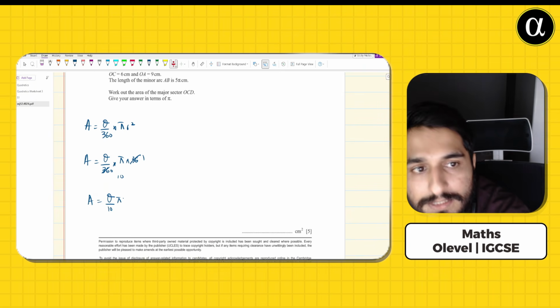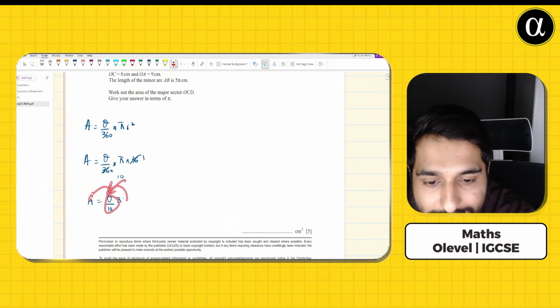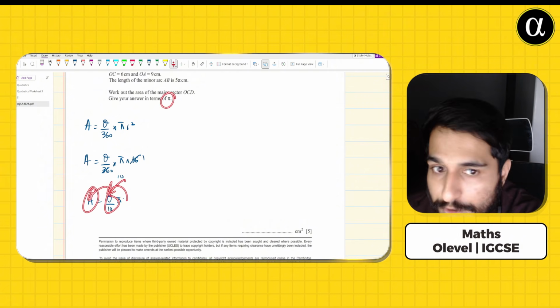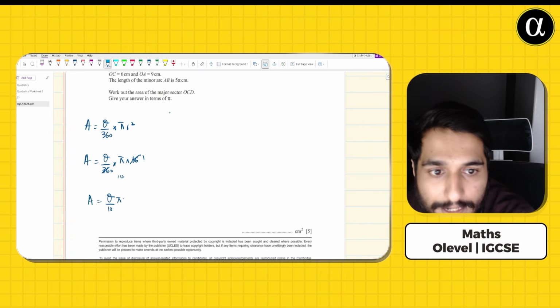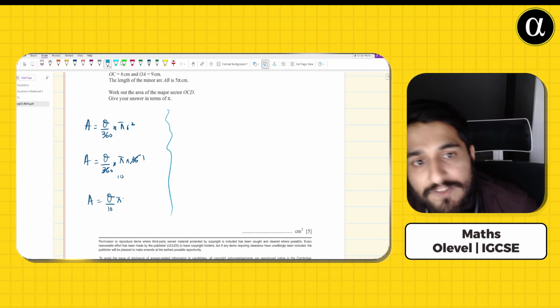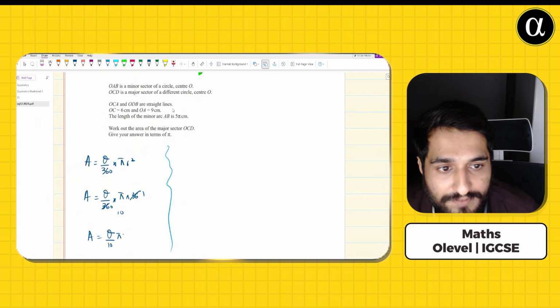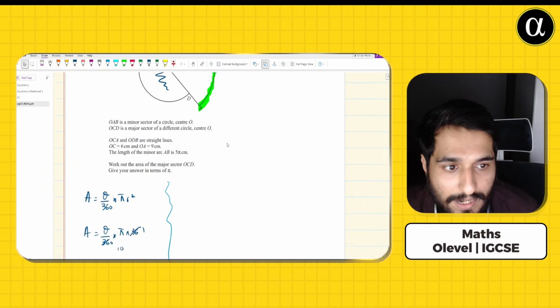But the problem is we don't know the angle to calculate the area, and we're supposed to calculate in terms of pi. That means we should not be having theta as it is. We have to plug in a numerical value inside of this. Now, what are we supposed to do? There's another piece of information that the examiner gave us, and which is 5 pi. That was the arc length of AB.